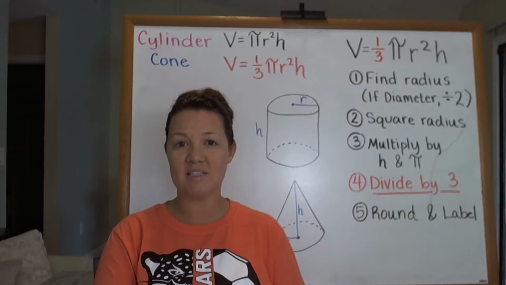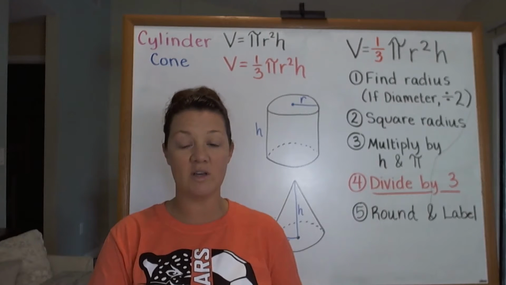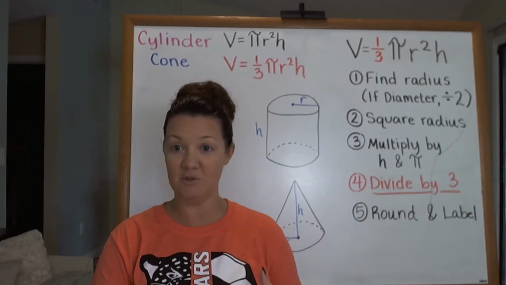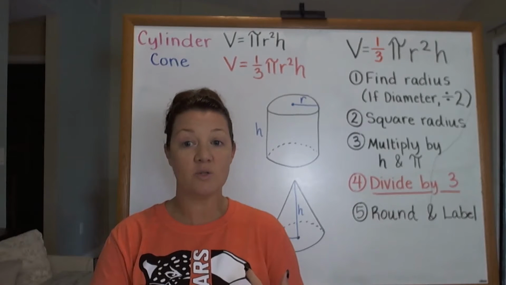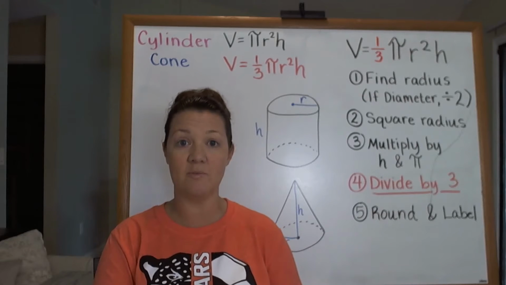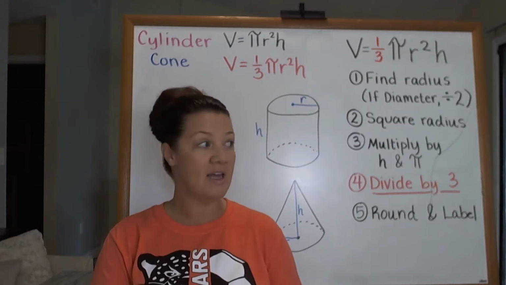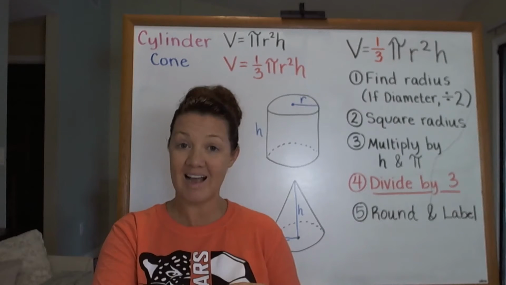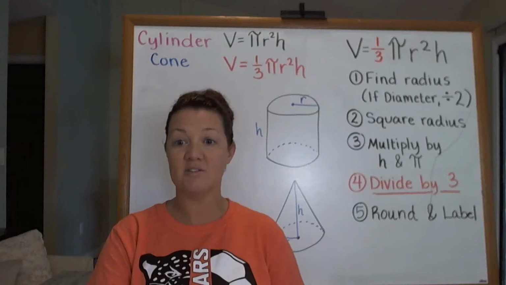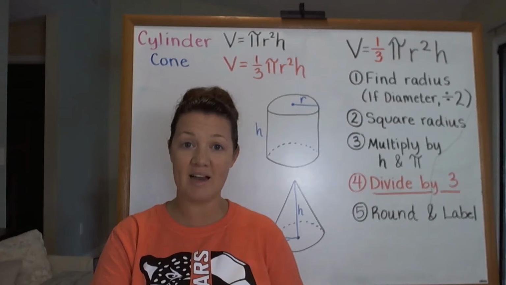So let's talk about the steps for cylinders that are in black over here. First we found the radius. If we had diameter, we would have to divide by 2. Then you take that radius and you square it, you multiply by height and pi, and then you would round and label, right? And we would be done. The only step that we need to add, as you saw in our video with the cone inside of the cylinder, was that you needed to divide by 3. Dividing by 3 is the same as multiplying by 1/3. So that's the only step that we're adding here, guys.